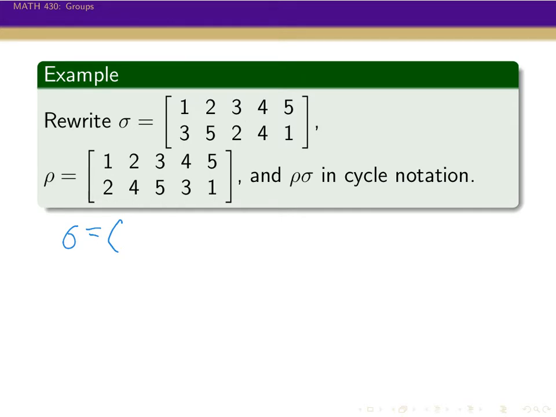So in sigma, 1 gets sent to 3, 3 gets sent to 2, 2 gets sent to 5, and 5 gets sent back to 1, the number we started off with, and so we close off that cycle. And then what's left in sigma, we haven't touched 4 yet, and 4 just gets sent to itself. We could put 4 here, but we don't need to. We can leave the fixed point off.